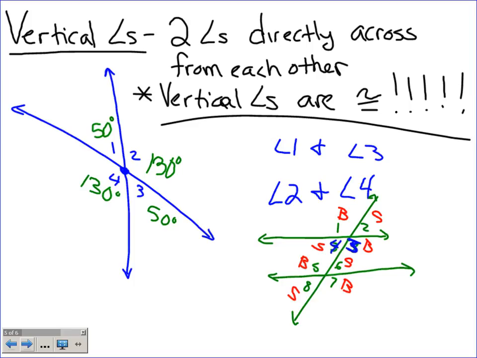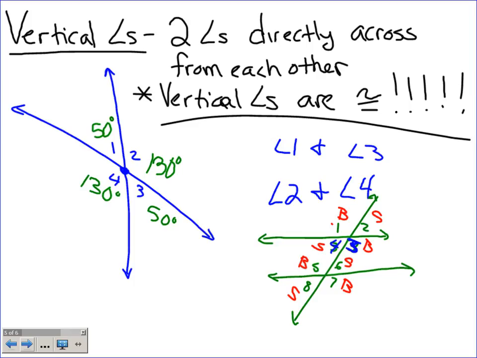Guess what? All the big ones are congruent. All the small ones are congruent. All of them. But here's the deal. All the big ones, like 1 and 3, those are vertical angles. 2 and 4, those are vertical angles. 5 and 7 are vertical angles. 6 and 8 are vertical angles. There's big angles or small angles.